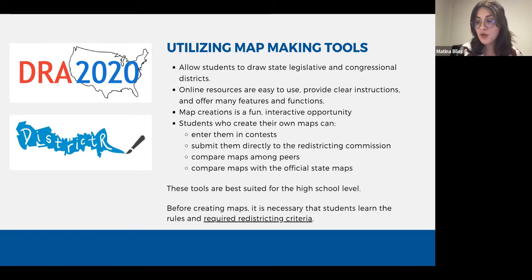Having students create their own maps is an excellent interactive opportunity. They can enter them into competitions. They could submit them directly to the Redistricting Commission. They can compare their maps to the official maps that are adopted by the state. And they could use them as an extra credit assignment or group activities where students can compare their maps among their peers or with other community maps that have been submitted to the commission. These tools are going to be best suited for that high school level.